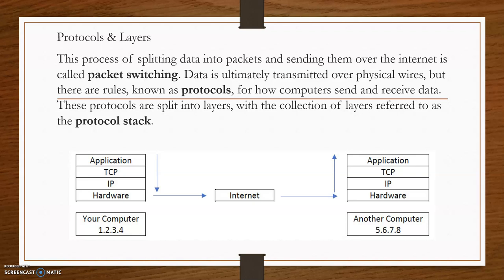Data is ultimately transmitted over physical wires, but there are rules known as protocols for how computers send and receive data. The protocols are split into layers, with the collections of layers referred to as a protocol stack. And you can see your computer and another computer and the internet in the middle, and how it goes from the application, the TCP, the IP, through the hardware to the internet, and then how it goes from the hardware back up the stack on the other computer.